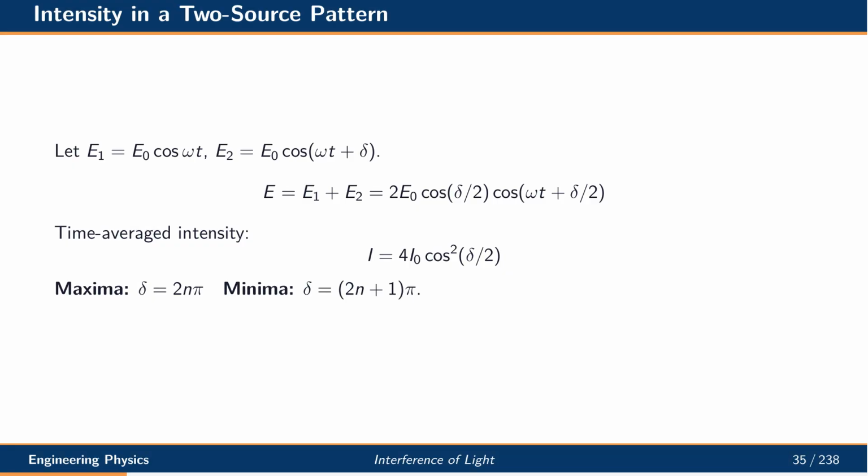Consider two electric fields with equal amplitude but a constant phase difference. Adding them gives a resultant whose time averaged intensity depends on the cosine squared of half the phase difference. Maxima occur when the phase difference is an even multiple of pi, giving 4 times the single source intensity.